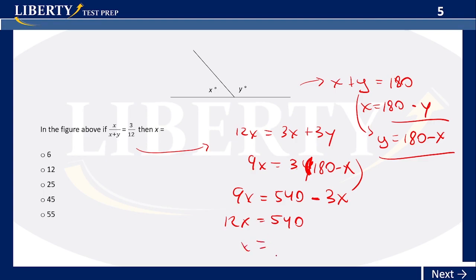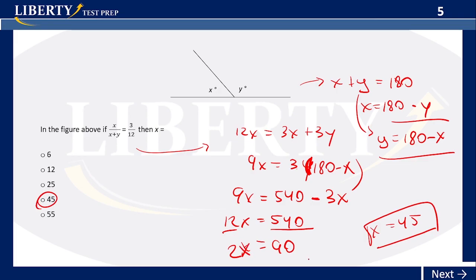x is equal to 540 divided by 12. Both of them can be divided by 6. If we divide by 6, this one becomes a 2 and this one becomes a 90. So 2x is equal to 90, x is equal to 45. You see? That's pretty simple also. The operation is kind of easy, and the theory is also very easy.